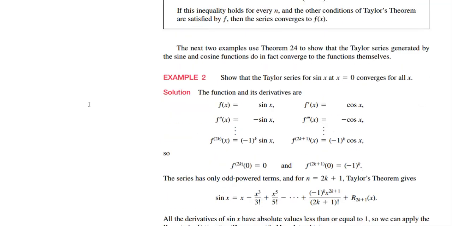So the function and its derivatives are oscillating. f of x is sine of x, f prime of x is cosine of x, f double prime of x is negative sine of x, and f triple prime of x is negative cosine of x. We've seen this sort of example before. So the 2kth derivative is negative 1 to the k power times sine of x, and the (2k plus 1)th derivative is negative 1 to the k power times cosine of x. So all the even derivatives are the sine function, and all the odd derivatives are the cosine function.